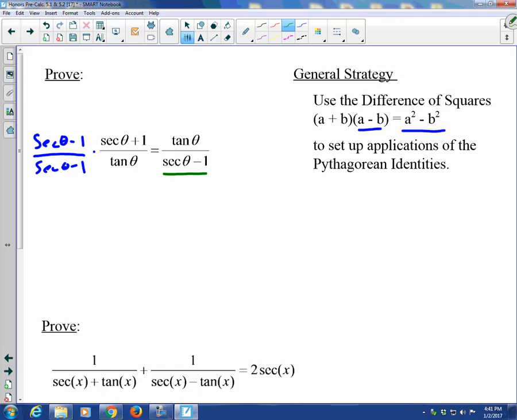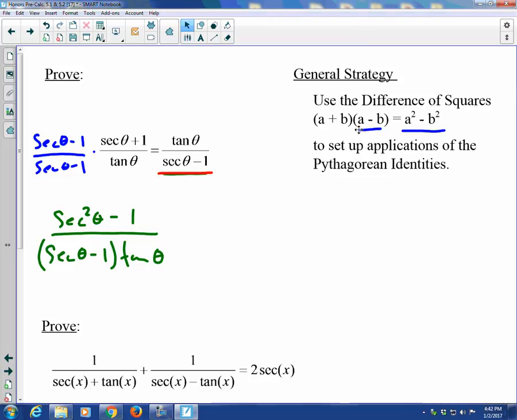So right here, multiplying through in the numerator, we get secant squared theta minus 1, right? And now in our denominator, we've got our secant theta minus 1 tan theta. Now I'm not going to distribute tan through because I know that secant theta minus 1 is something that I want in my denominator, right? So I'm hoping that somehow that tan will cancel out.